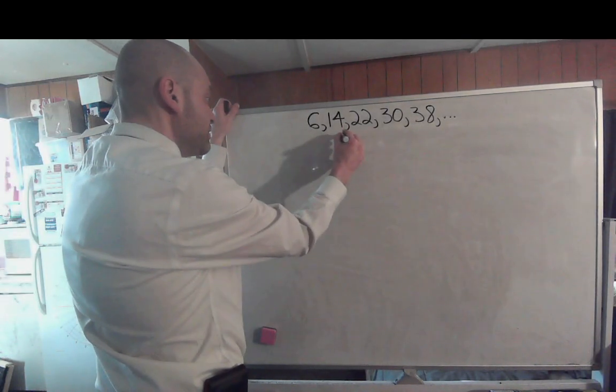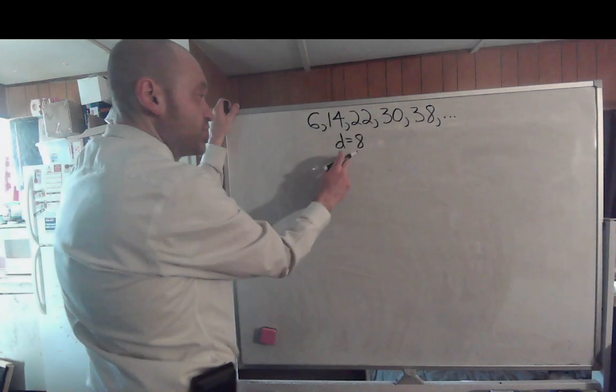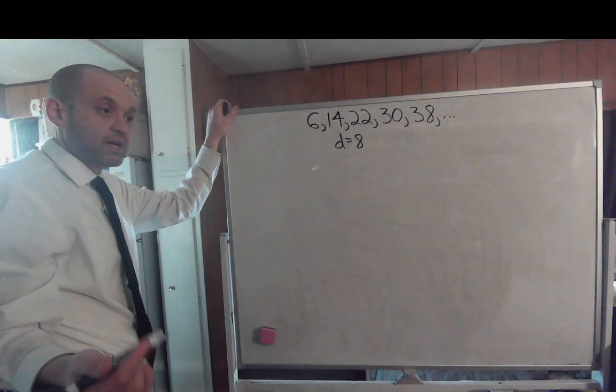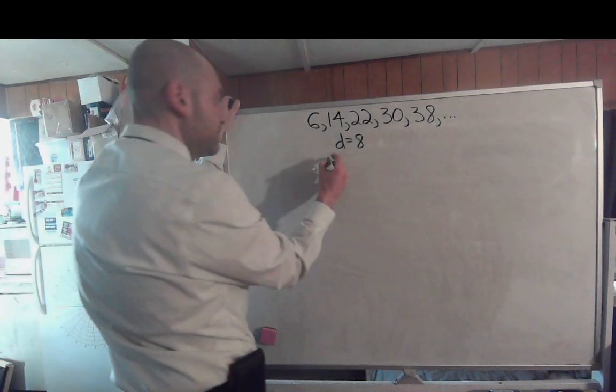So your common difference would be d equals 8. That's your common difference, which means it is an arithmetic sequence. Now let's find the formula for this sequence.